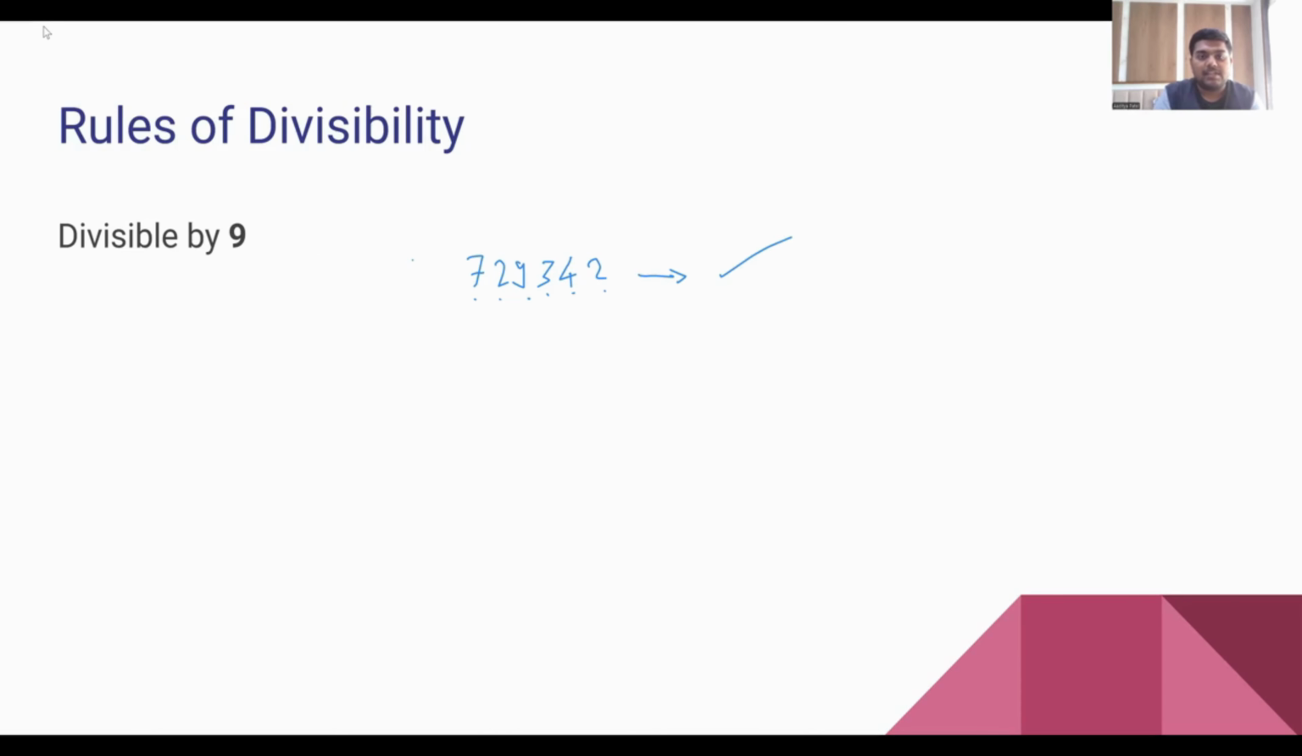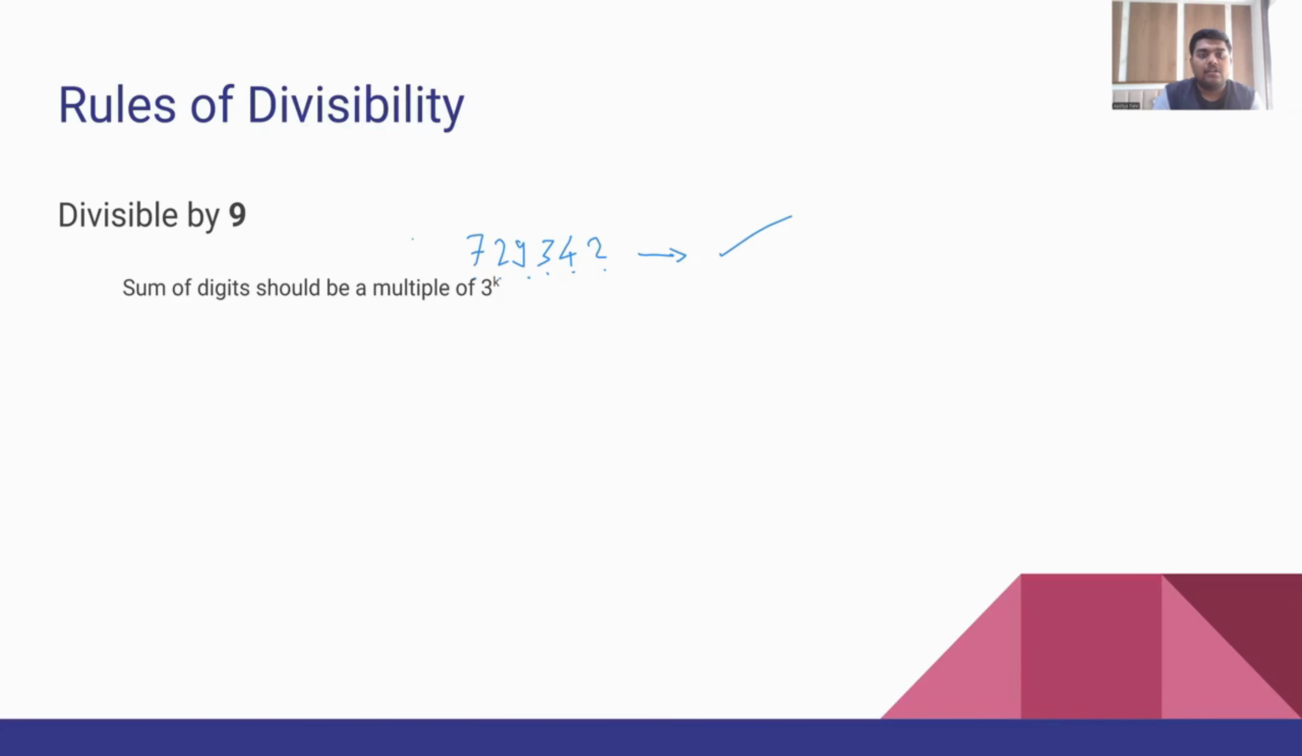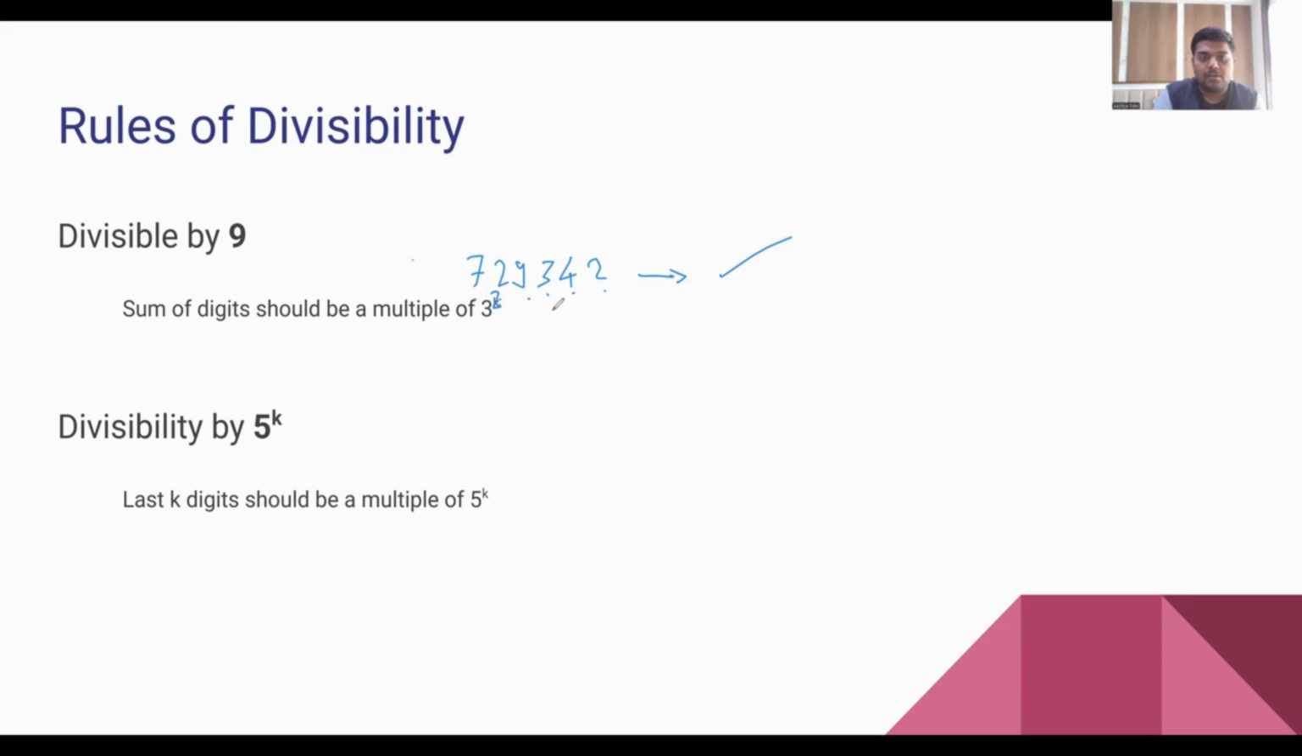And the last one is divisibility by 3 to the power 2. Sum of digits should be a multiple of 3 to the power 2 here. There is a typo done. And lastly, the divisibility by 5 to the power k. In the case of divisibility by 5 to the power k, the last k digits should be a multiple of 5 to the power k.